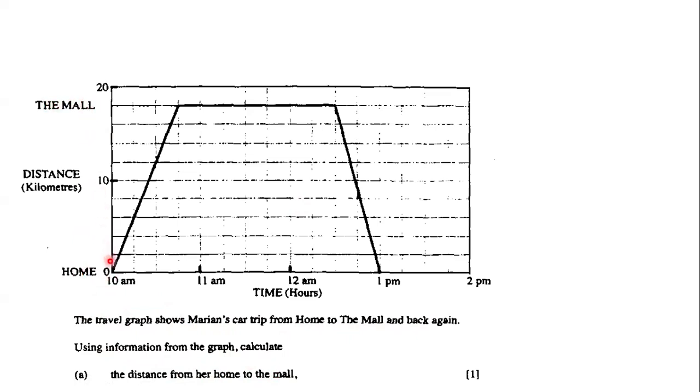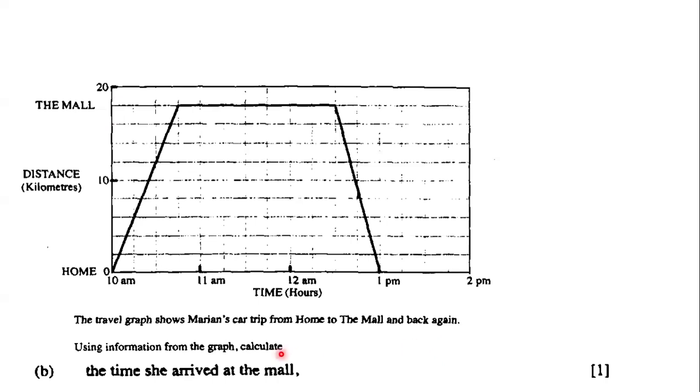Now, this is 0, this is 2, 4, 6, 8, 10, 12, 14, 16, 18. And so that means that the answer is 18 kilometers because distance is in kilometers. So the distance from our home to the mall is 18 kilometers.